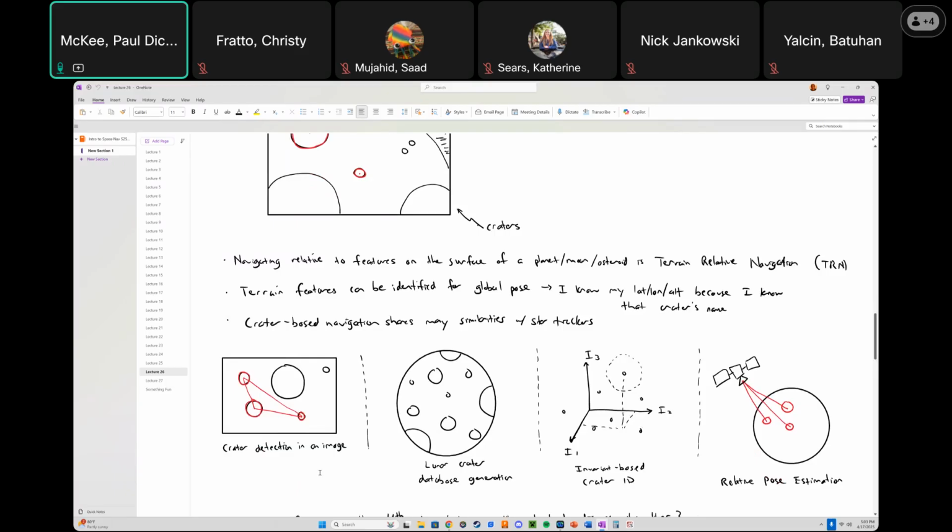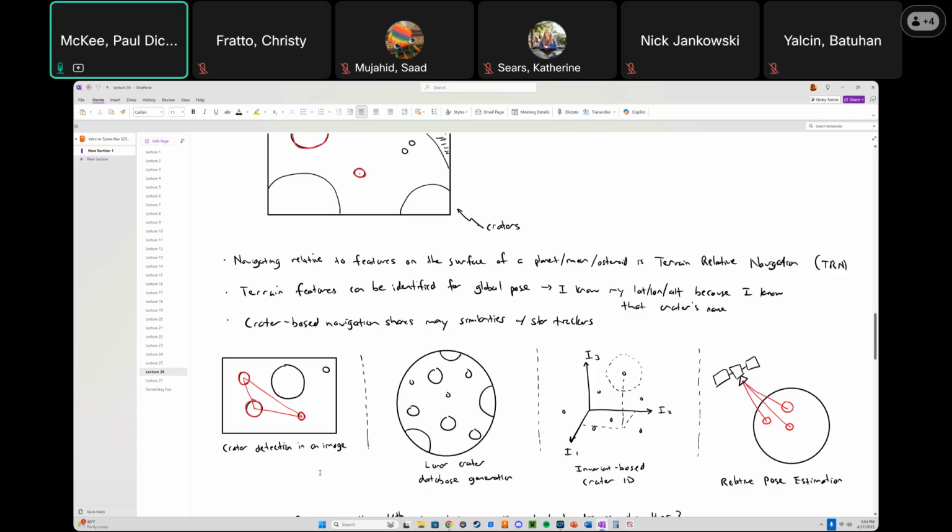The next is we need some sort of a database of where the craters are on the moon. And then the next is using invariants. So for a triplet of craters, we can come up with a numerical set of name tags and go, this set of invariants describes this set of craters. And then you end up with a database search, not unlike what we did for homework 4 when we were doing our star ID database search.